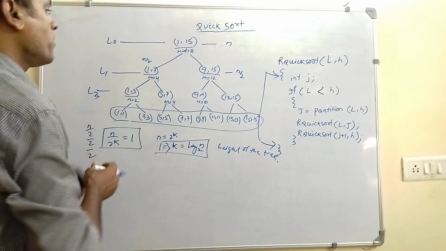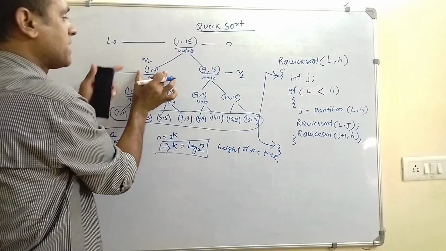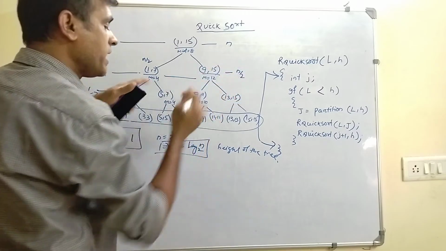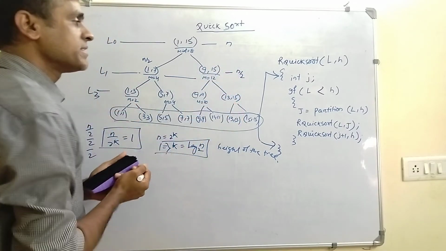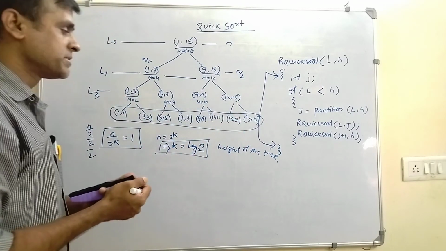At each level, how many elements are there? Here n elements are there, on this side also n elements, and on this side also n elements, and if you combine n by 4, n by 4, n by 4, n by 4, the total is n elements.